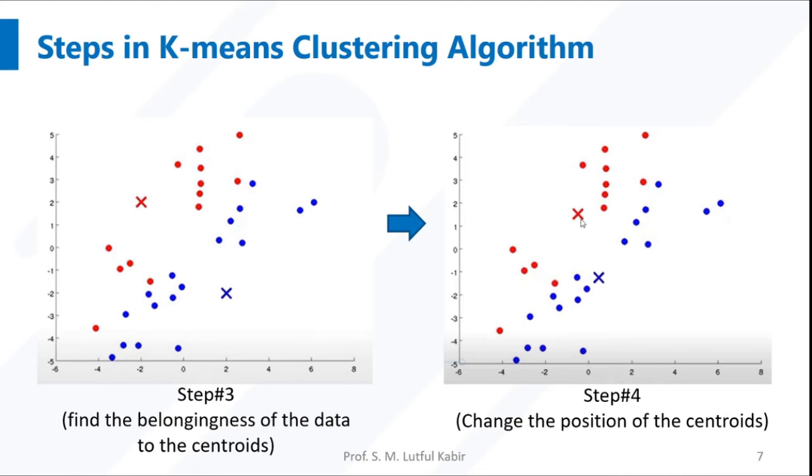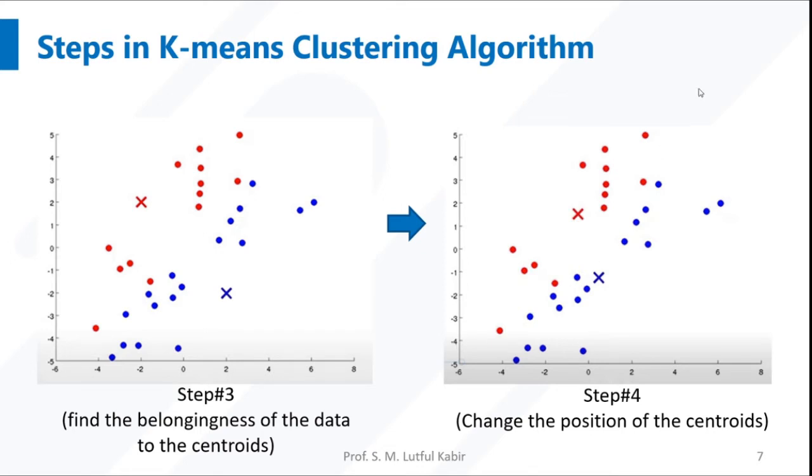Now you have to find out a new location. How to find out this new location? How to move the previous centered location to the new location? It is determined by the average value or mean value of all the similar points. Similar points mean the points which are associated with the red mark points.